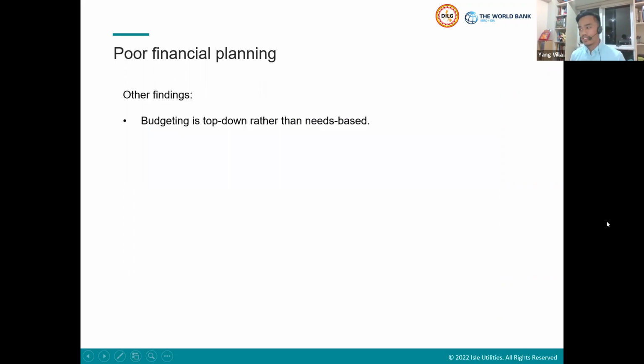Another important finding that we saw in our dealings with these LGUs is that many of them practice budgeting as a top-down process rather than a needs-based budgeting process. What do we mean by that? It means that the budgeting office of the municipality basically dictates the budget for waterworks for that year, irrespective of how much the waterworks system really needs.